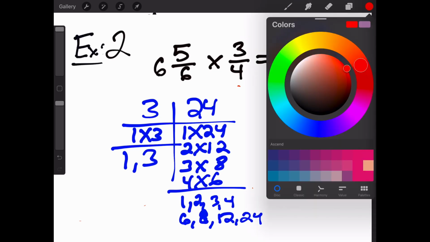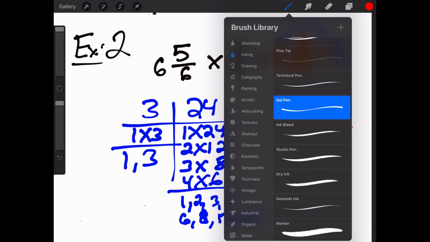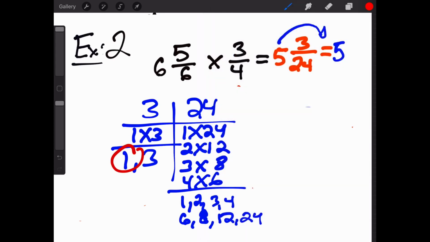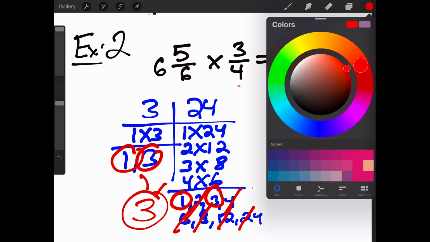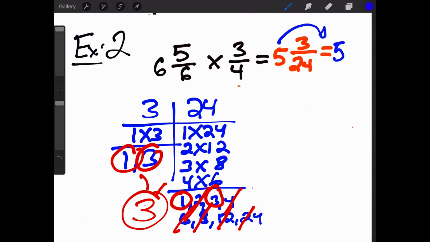Okay. All right. So you have a 1 on both sides. Do you have a 3 on both sides? Yes, you do. You don't even have to go any further. So our GCF is going to be what? 3. Okay. So what you do is you divide by 3 on top, and you divide by 3 on the bottom. 3 divided by 3 is 1. 24 divided by 3 is 8. So your answer would be 5 and 1/8.